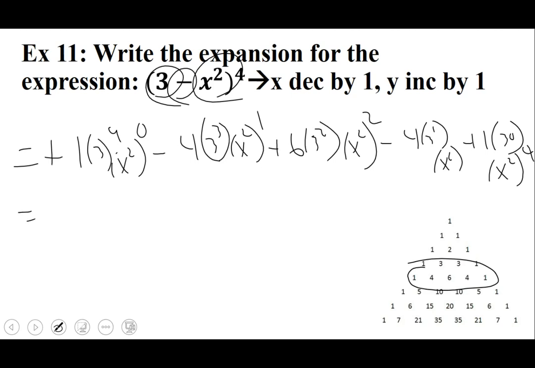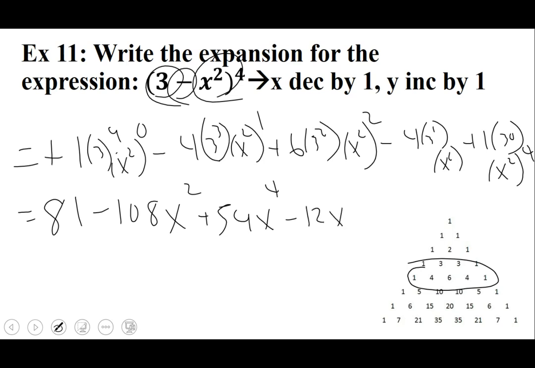So let's go ahead and simplify. There in the first term, x's cancel, and you just get 3 to the 4th, which is 81, minus 3 cubed is 27, times 4 is 108, x squared. Then you have 9 times 6, which is 54, x to the 4th, minus 4 times 3 is 12, x to the 6th, I think I lost my 3 there, and then finally plus x to the 8th.